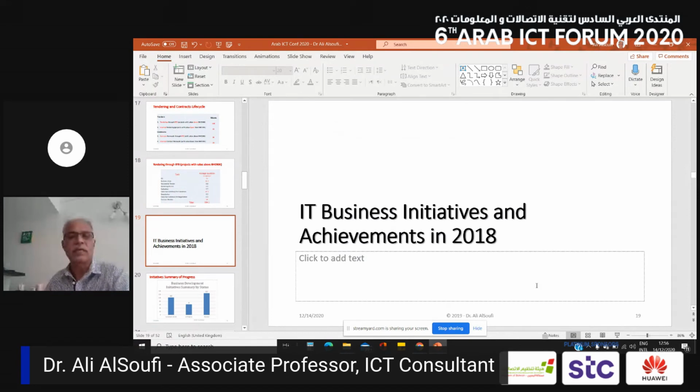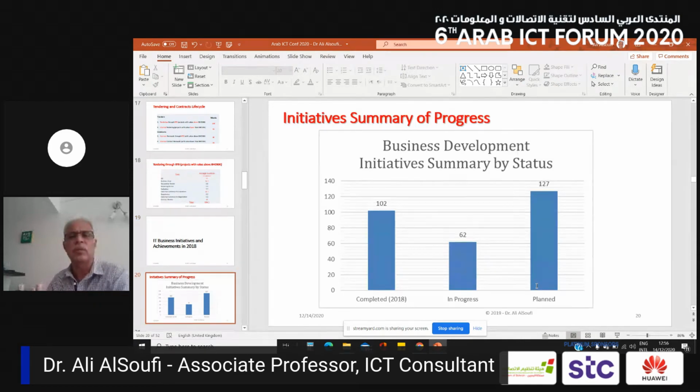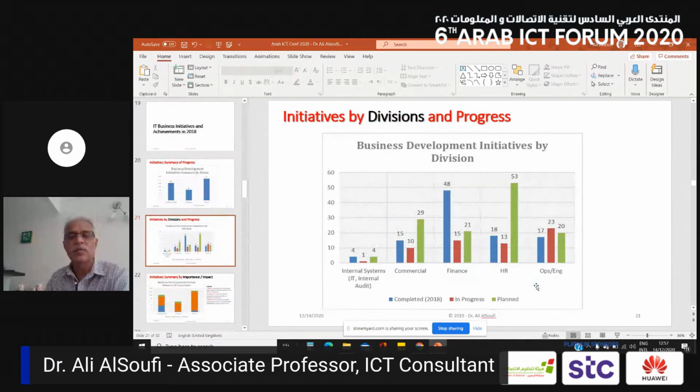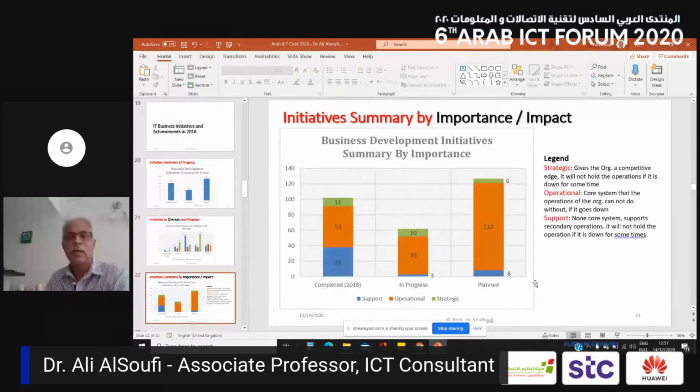Then I measured how much you are achieving and how much you are giving to the business. This is the initial summary of the progress: they completed 102 initiatives in 1 year, 62 are in progress, and 127 more are remaining. This is the distribution by departments, and this is in terms of importance and impact. Are you doing the right thing and having a big impact? Again, I found that many of them are operational. Nothing is strategic; very small on the strategic side.